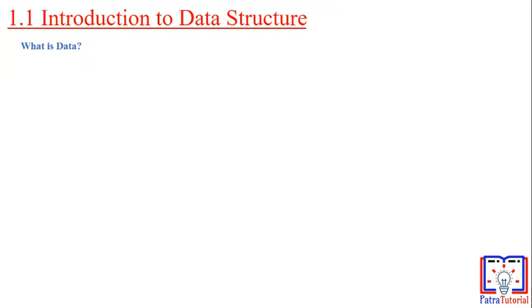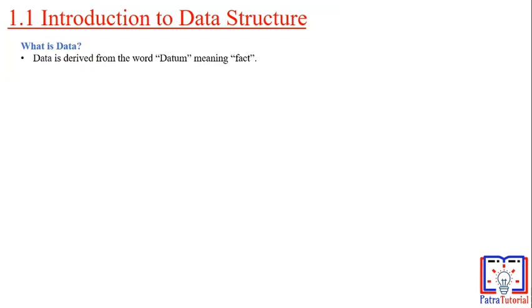So before starting data structure, I would like to discuss briefly about what is data, what is information, and what is data type, right? In our everyday life, we use that word called data very frequently, like keep your data safely, or don't remove that data from your mobile, or transfer those data to me. So we are using that word called data every day. But can you tell me what is data and what is information? What is the difference between data and information?